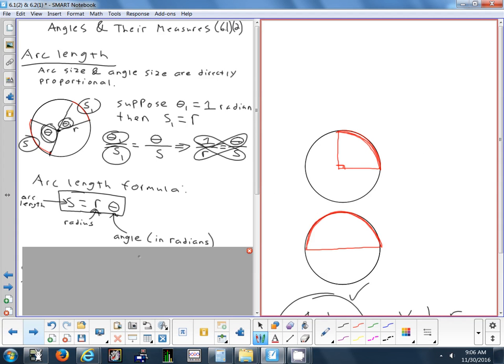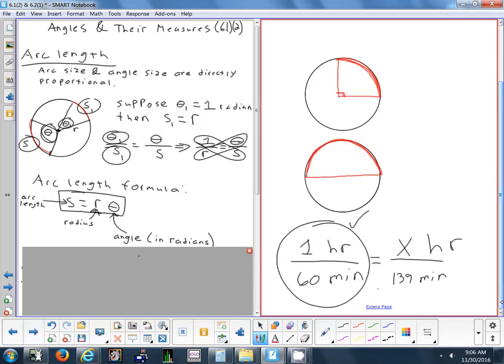Now, some people say, well, how can you assume that it's always going to be 1 radian? Well, it's kind of like, how can you assume there's always 60 minutes in 1 hour? Well, that's a fact. You can assume that. And just because I'm using the fact that in 60 minutes there's 1 hour, I can still convert any number of hours to minutes or vice versa. This fact doesn't limit what I can do. I can convert anything I want with it. Same thing here. This fact that we started with, it doesn't limit anything we can do. I can use this formula for anything I want.